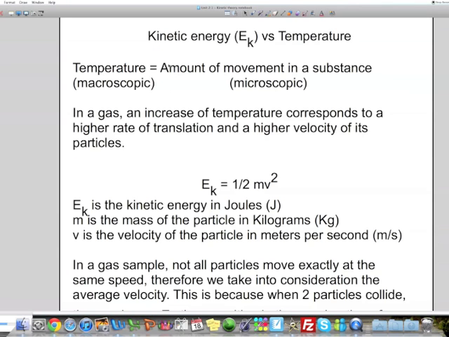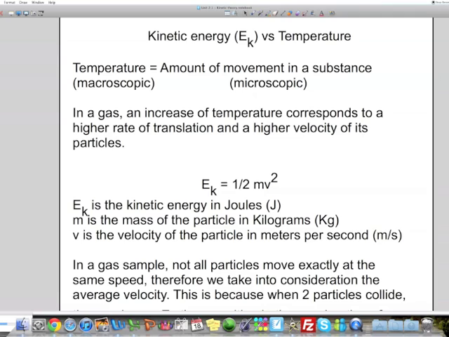Okay, now when it comes to kinetic energy versus temperature, temperature is really a measurement of the amount of movement in a substance. So the temperature is the macroscopic item, what we can measure and see with the naked eye, versus the movement itself. We can't see it. We need a microscope to see the movement of particles. So that's why we call it microscopic. So temperature is a macroscopic measurement of a microscopic reality, which is the movement of particles.